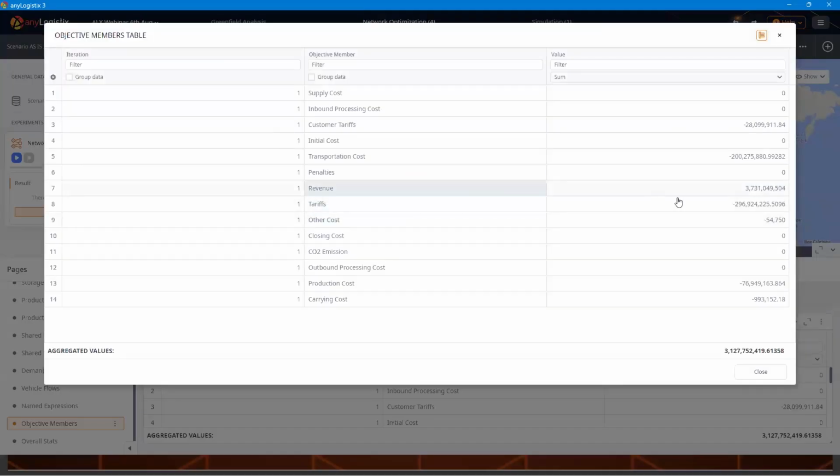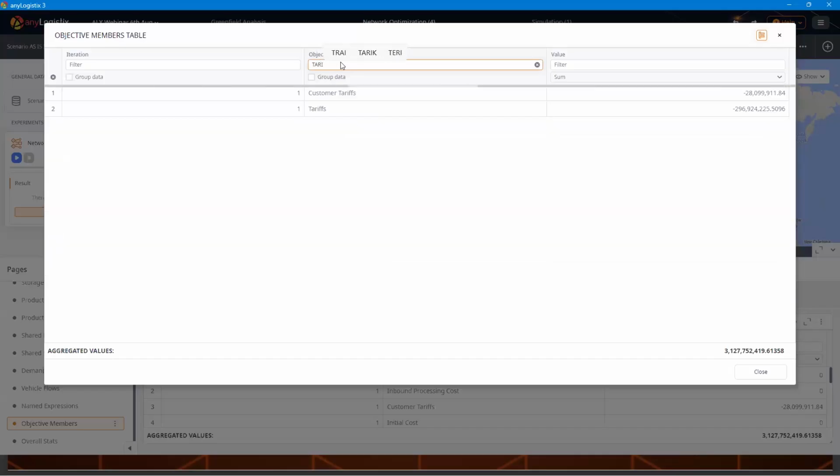The revenue remains the same because our service level is 100%. We are fulfilling all the customers. Before moving to tariff, the transportation cost has increased significantly. Other cost, like operating cost, remains the same. Production cost is 76 million. Carrying cost has increased to nearly 1 million. But what we are mostly interested in is the tariff.